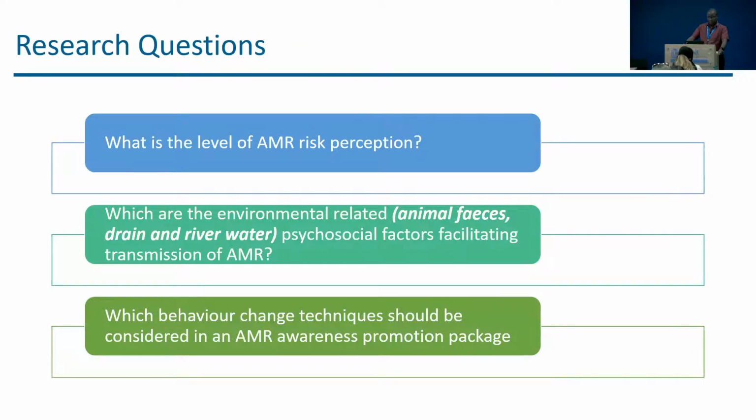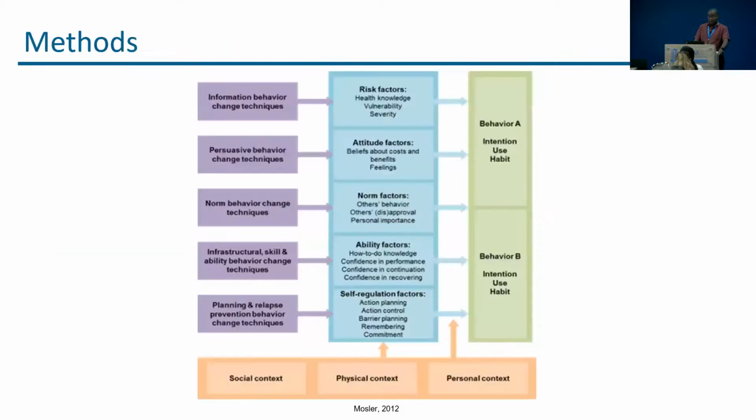So with this, we conducted this research to respond to some of these specific questions. Firstly, what is the level of AMR risk perception among the study participants? And also, which are the environmental related psychosocial factors facilitating transmission of AMR, that is relating to river water, drain water, and animal feces? And importantly, which behavior change techniques should be considered in an AMR awareness promotion package? So for us to respond to these questions, we used the RANAS model of behavior change just to respond to those specific questions.